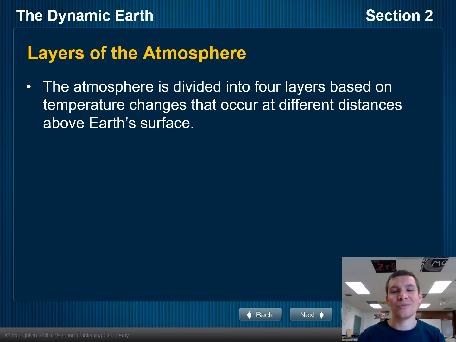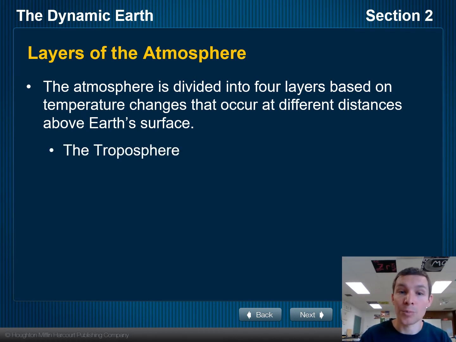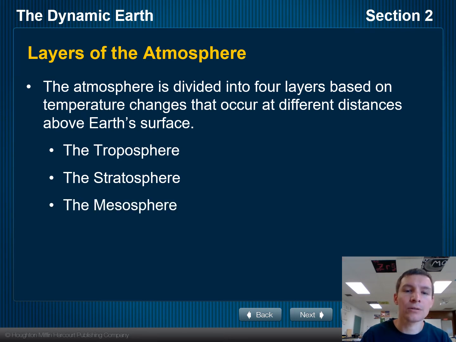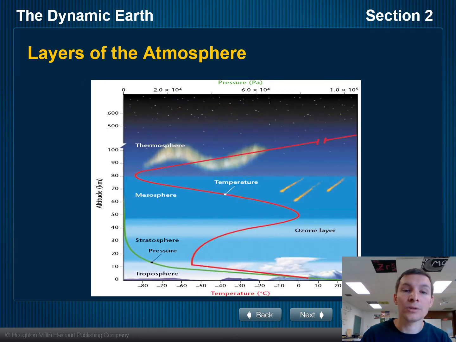And like I was talking about, the atmosphere actually has layers. Yes, layers, and each of them has their own name and properties. The atmosphere is divided into 4 main layers based on the temperature changes that occur at different distances above Earth's surface. Because of these temperature changes, you also have decreases and increases of densities, and different characteristics. So first, the troposphere, then the stratosphere, mesosphere, and thermosphere. We'll take note of those as we go through them.